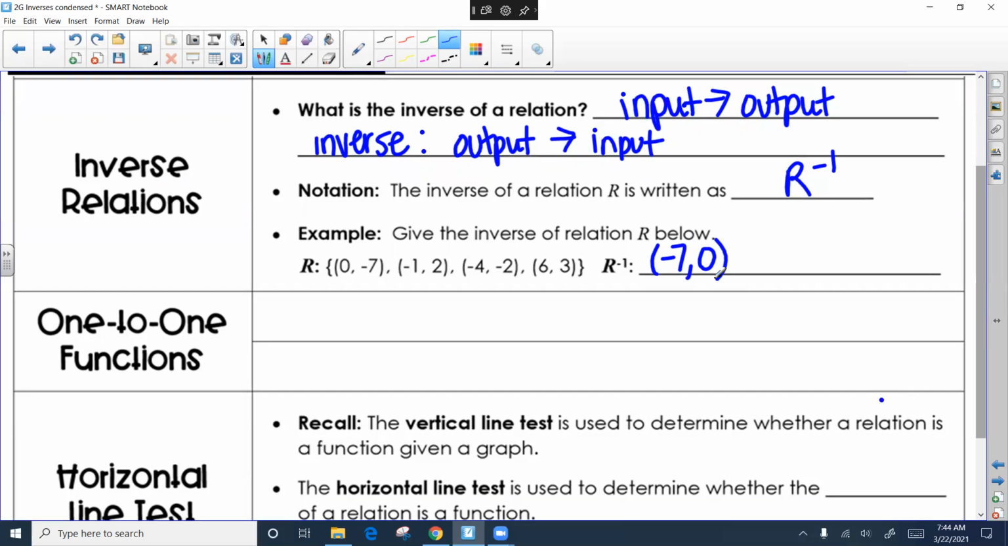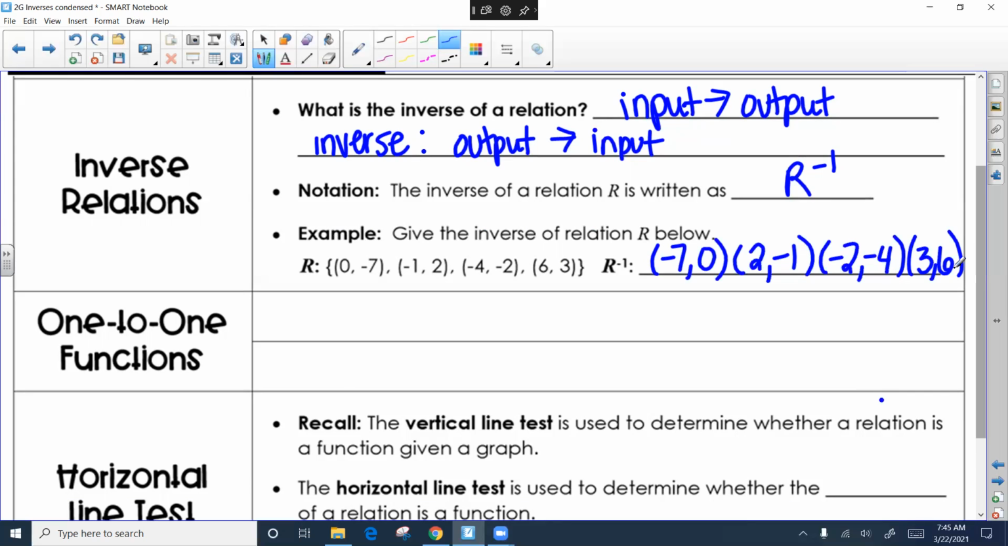So instead of -1, 2, the inverse would have 2, -1. Instead of -4, -2, I switch the input and output. So that one would be -2, -4. And instead of 6, 3, my coordinate point would be 3, 6. Okay, so on an inverse, the input and output are switching. Okay, so that just has to do with any relation.